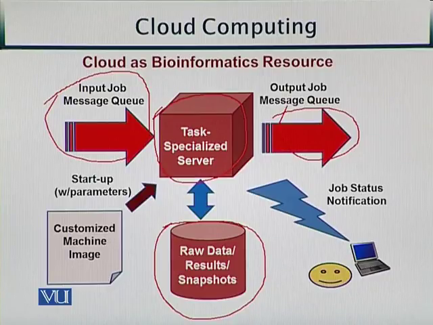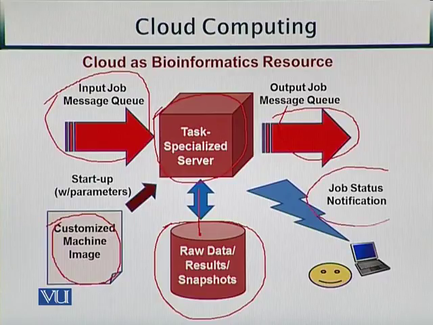This task specialized server is communicating with this raw data. Then we have customized machine images. These machine images are basically different nodes which are available in a cloud device. And this is the status notification. Status tells us which job is being performed at the current time. For example, if there are 3 different users, it will tell whether at the current time the first user's jobs are being done, or the second one's, or the third one's.